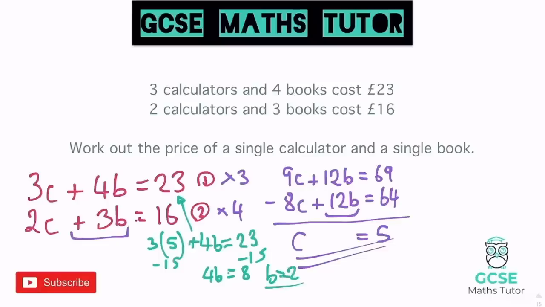There you go, 8 divided by 4b equals 2. So our final answer there, we got c equals 5 and b equals 2. Obviously thinking about the context here, that was a calculator is £5 and a book is £2.